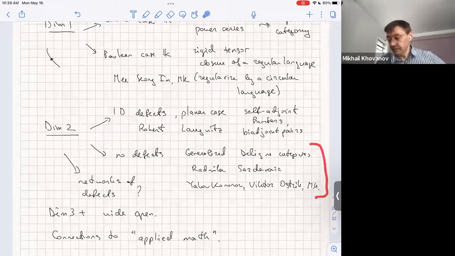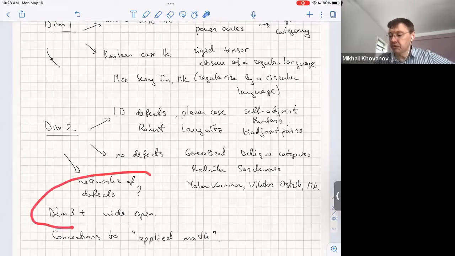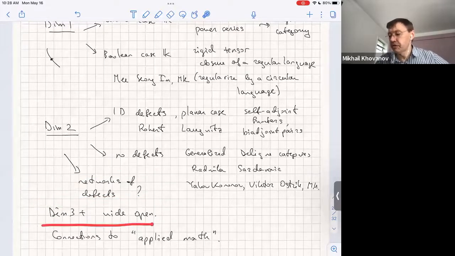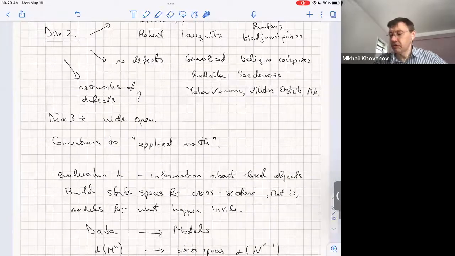And so Radmil will talk about our work where we generalize the Deligne category of representations of the symmetric group at a generic parameter to these more general situations using evaluation functions in two dimensions. And this is completely unexplored. Nobody knows, and it's an interesting question, how to get something deep in dimension three or dimension four. It's completely unexplored.